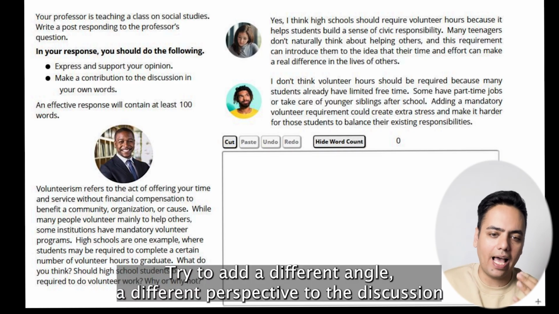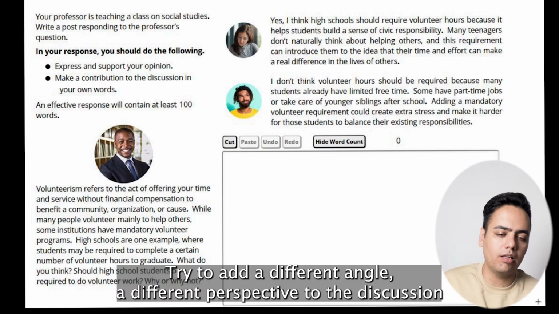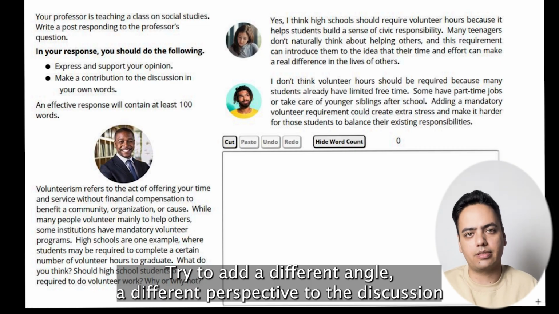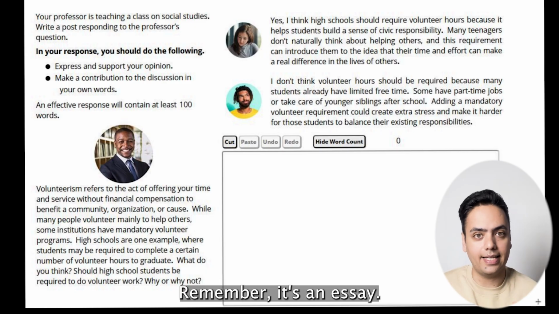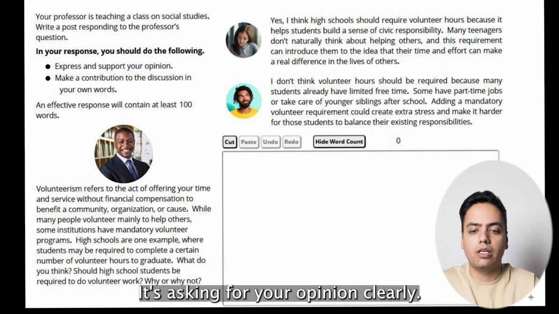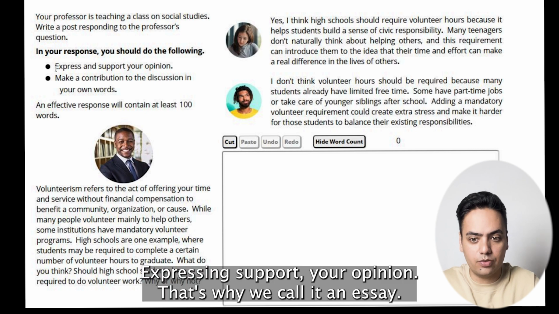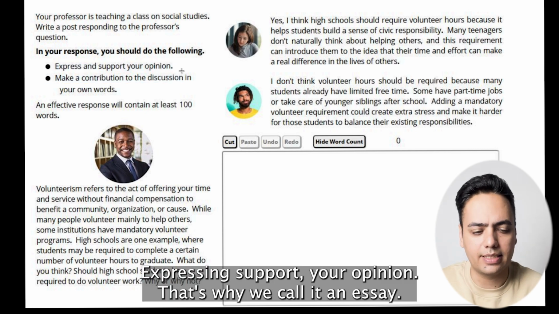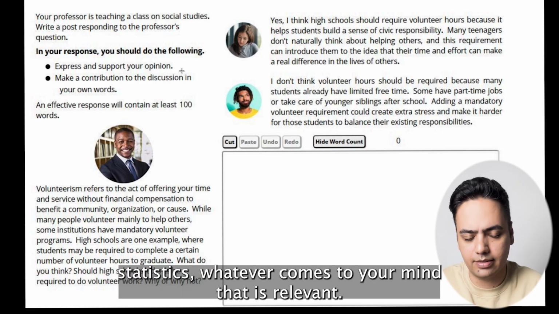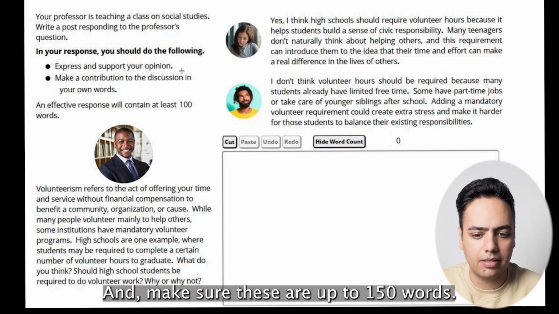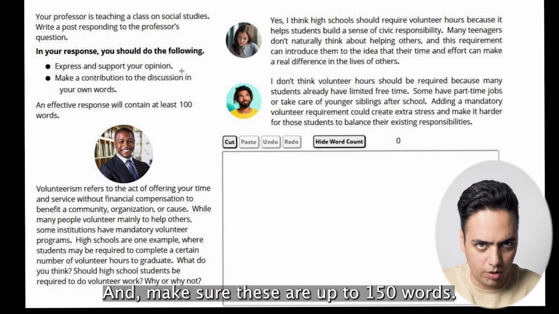No, try to add a different angle, a different perspective to the discussion, and support your opinion with examples and reasons. Remember, it's an essay. It's asking for your opinion clearly. All right, express and support your opinion. That's why we call it an essay. So express and support your opinion, examples, facts, statistics, whatever comes to your mind that is relevant, and make sure it is up to 150 words.